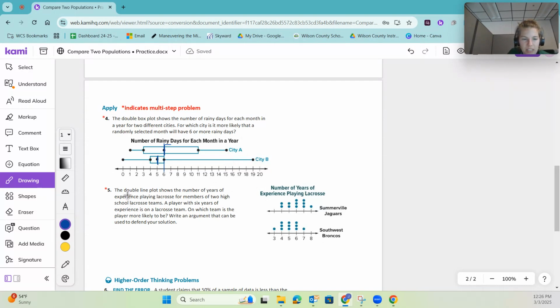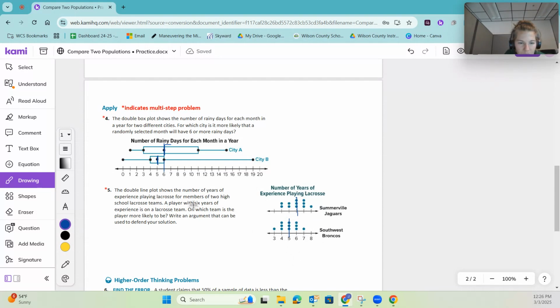Okay, now let's take a look at double line plot shows the number of years of experience playing lacrosse for members of 2 high school lacrosse teams. A player with 6 years experience is on a lacrosse team. On which team is the player more likely to be? Okay, so if we look at this, the middle of our data here is at 6 for the Somerville Jaguars, whereas the middle of my data for Southwest Broncos is at 5.